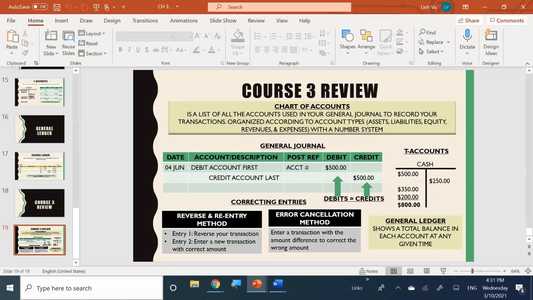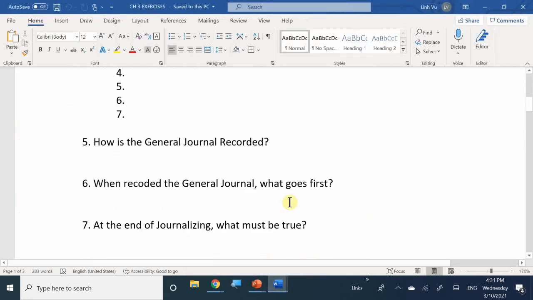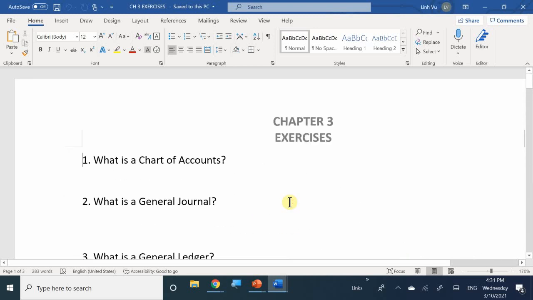All right, so let's go ahead and dive right into the chapter 3 exercises. So once again, let's try to get as far as we can. If I need to ask you guys maybe 10 or 15 minutes after class, if that's possible, that would be great as well. Okay, so here we are.